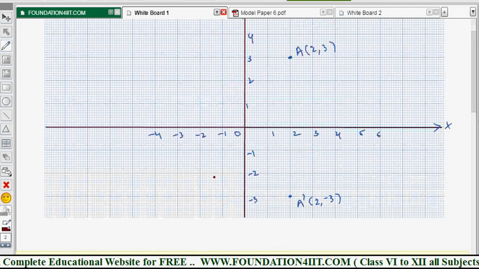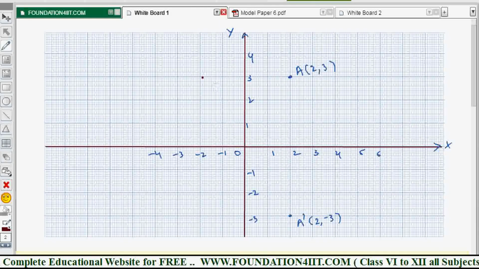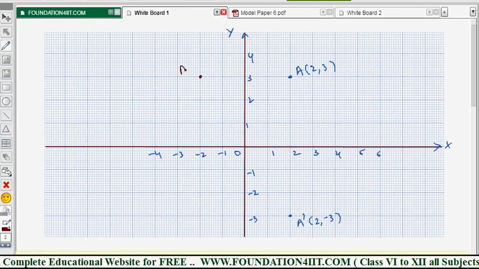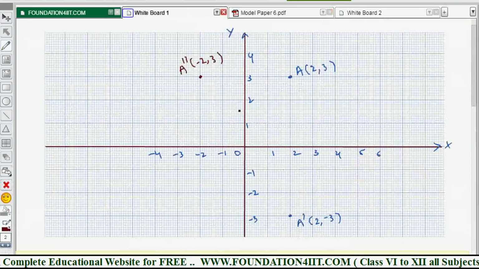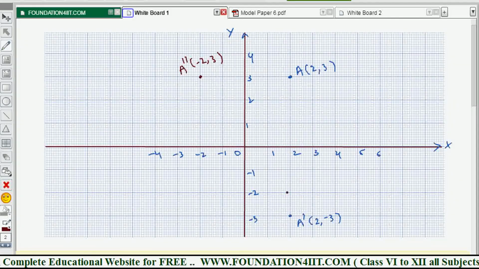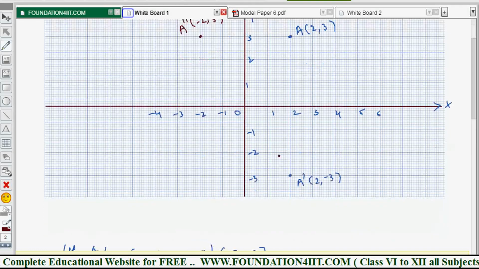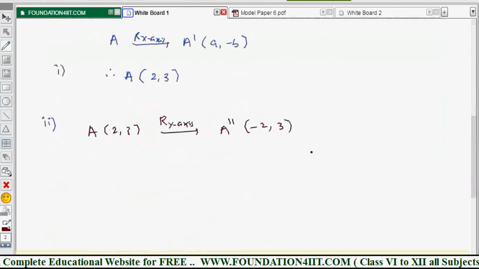You can keep minus 2 comma 3 on this side. So A double dash is minus 2 comma 3. And the coordinates of the image B dash of the point B 1 comma 2 in the line A dash. So line A dash is this, because from the y-axis it is 2 points, then 2 points far away. Then you can write the third one.